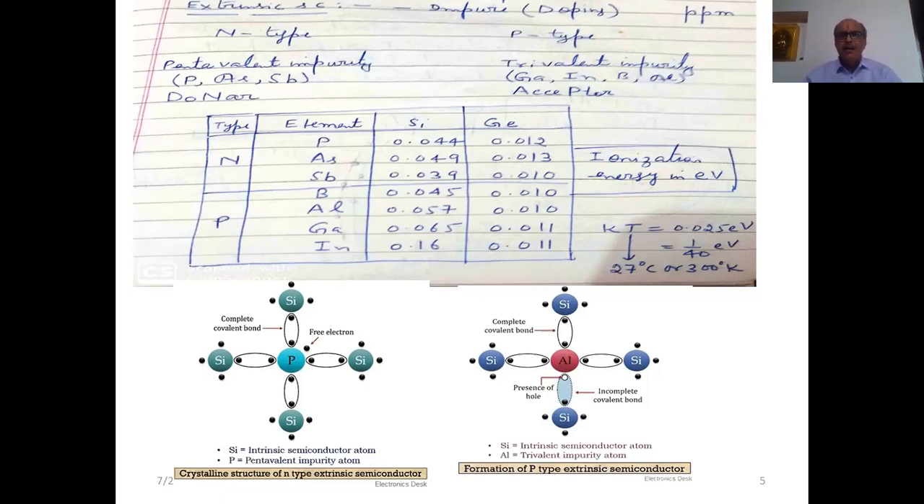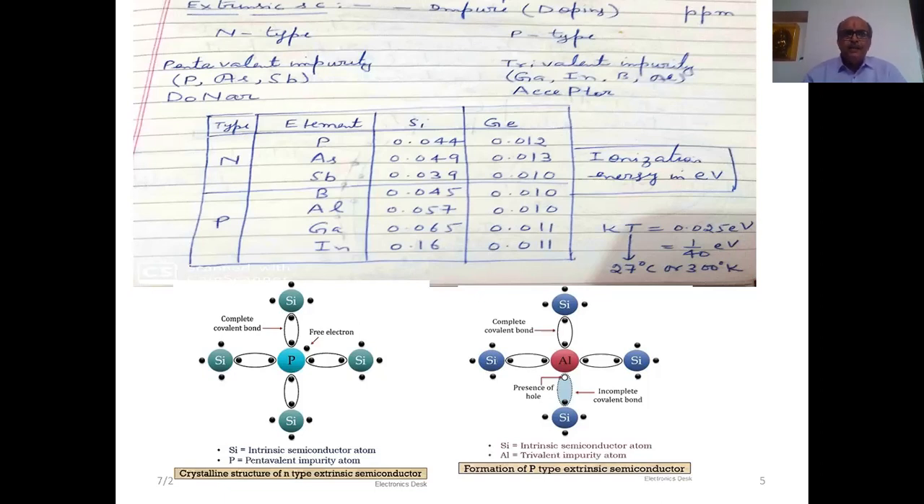Silicon or germanium are basically class 4 elements of the periodic table. So there are 4 electrons in the outermost orbit, and I explained earlier that these 4 electrons form covalent bonds with 4 silicon atoms if it is pure, and that is how their octet is complete and no electron is left behind for conduction to take place.